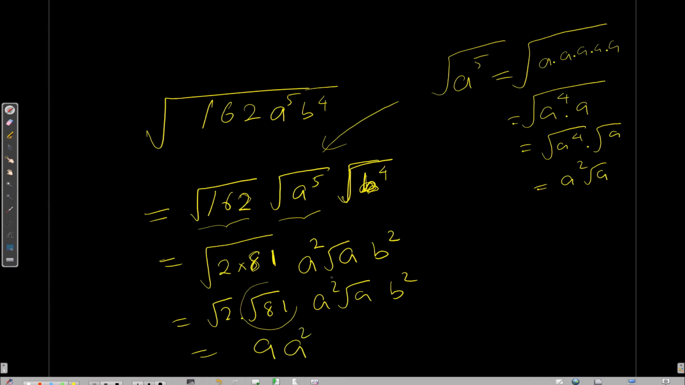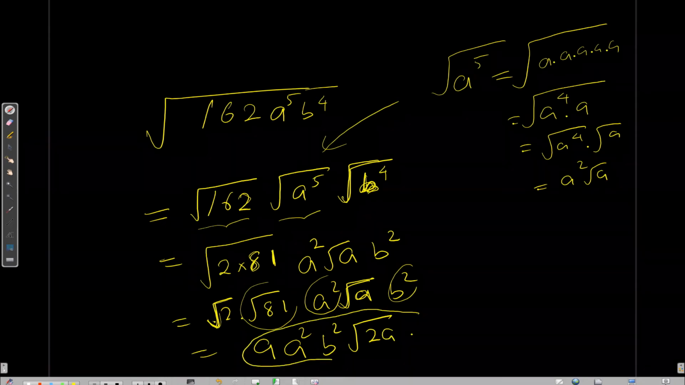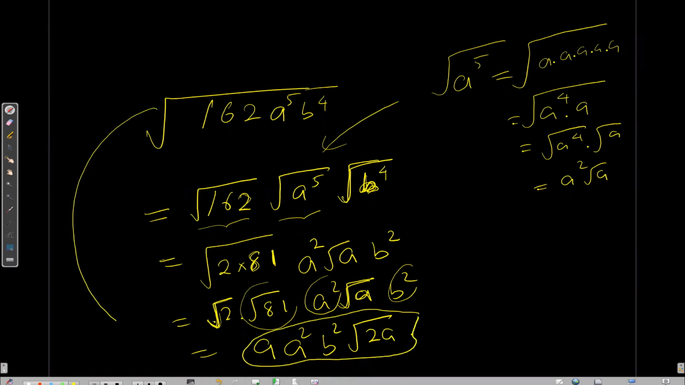A squared, let me write down B squared. Only the remaining two things are inside the radical. Again using the backward of our earlier result, I can write this as 2A. See, you should be able to do a simplification like this.